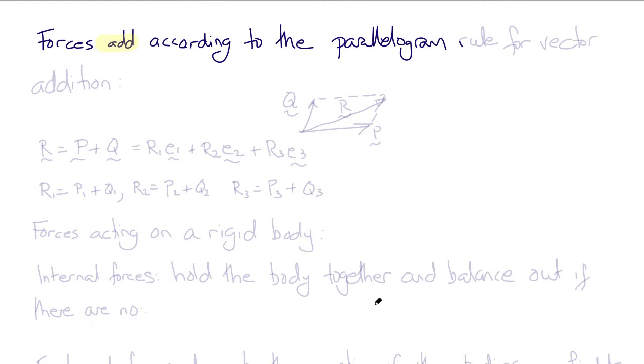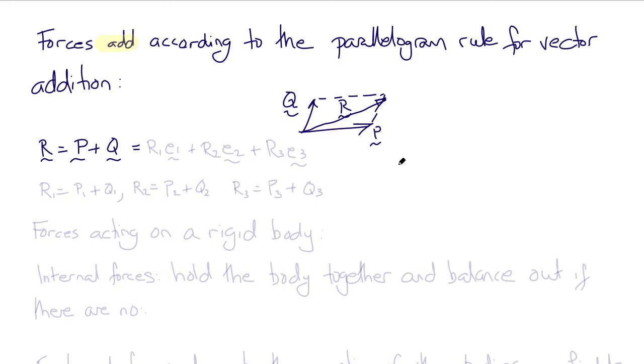Forces being vectors add according to the parallelogram rule for vector addition. So in this example, the sum of vectors P and Q, if those were forces, would be the vector R, sometimes referred to as the resultant force. And just using vector addition, the components of R will be the sums of the components of P and Q. So R1 e1 plus R2 e2 plus R3 e3 is R, where R1 is P1 plus Q1, R2 is P2 plus Q2, and R3 is P3 plus Q3.